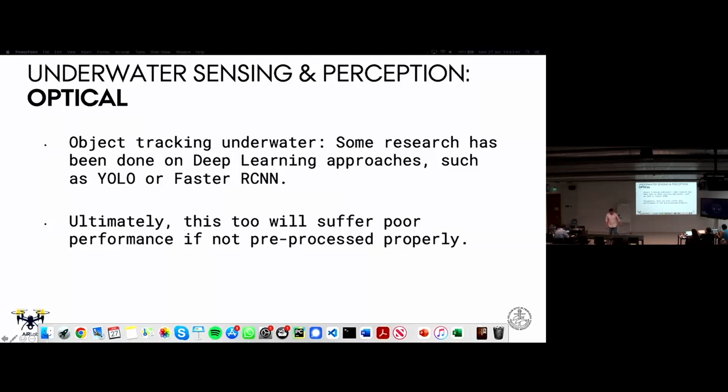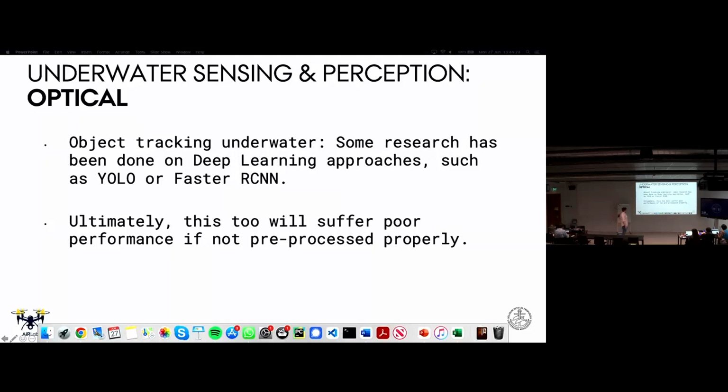So the main difference between YOLO and RCNN: I'm going to give a human as an example. YOLO will give you a bounding box of a human, right? So if you see a human in a frame, it gives you a square bounding box. Whereas RCNN is going to be more detailed, and it's going to give you a pixel-wise map of a human in a scene. Both have advantages, both have disadvantages. What you use is ultimately up to you. But they too will suffer from poor performance if you don't pre-process the underwater image in some way.